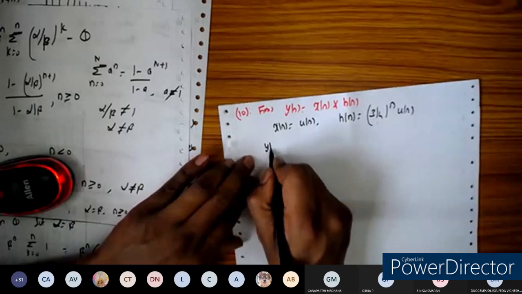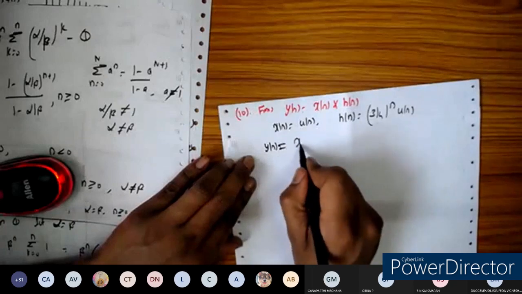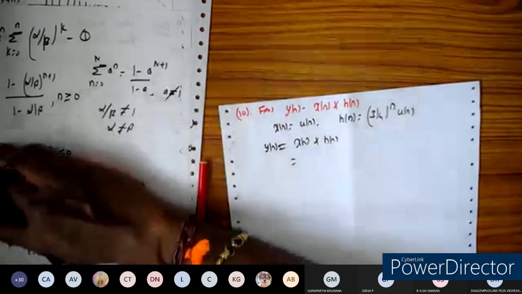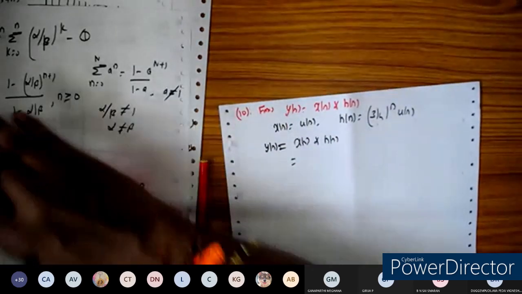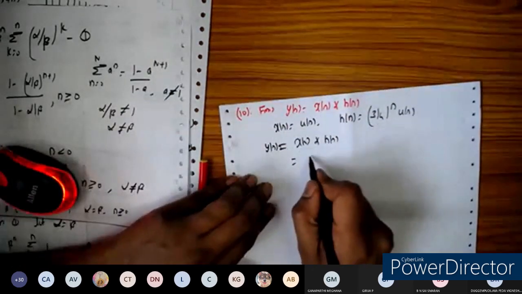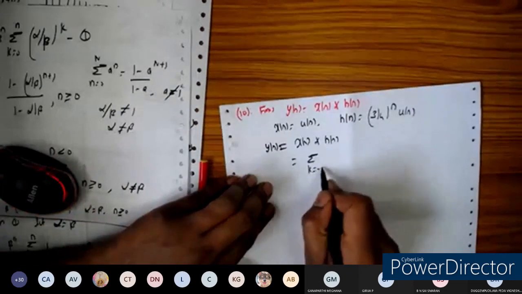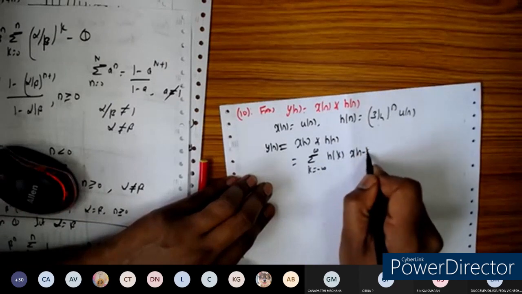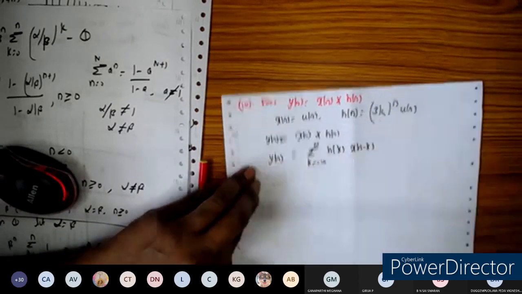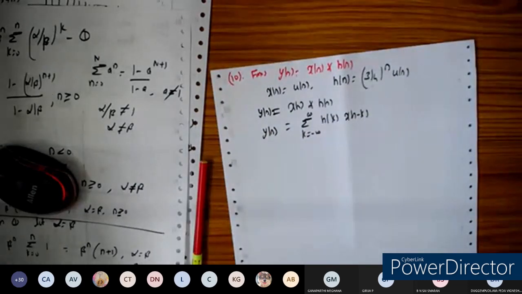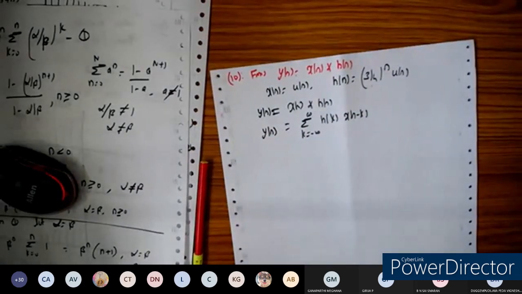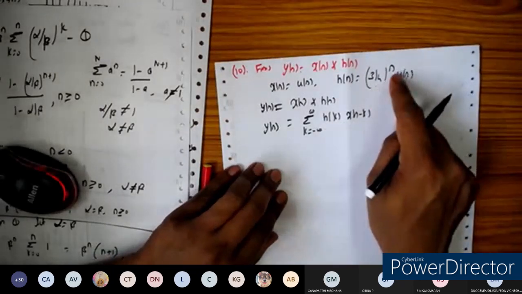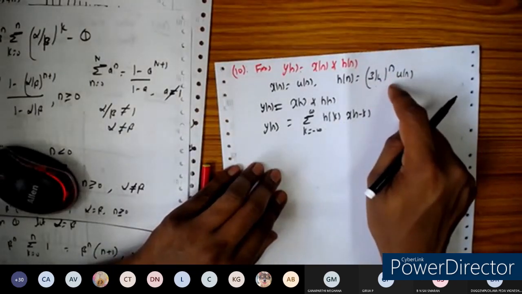So let us take y of n is equal to the convolution of the sequence x of n with h of n. I'm going to introduce the shift in x of k, so that the formula becomes summation k is equal to minus infinity to plus infinity h of k into x of n minus k. Now the sequence h of n is 3 by 4 to the power of n into u of n.